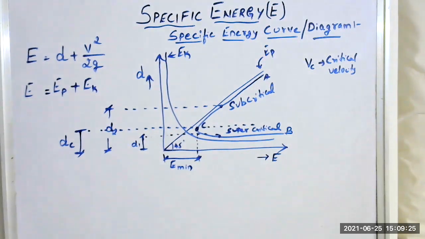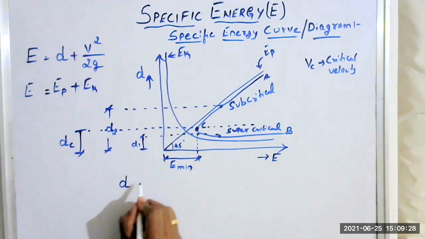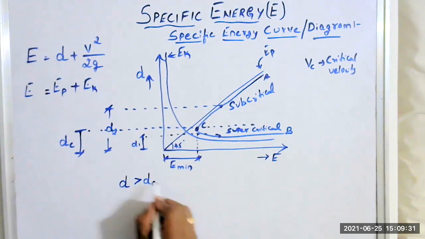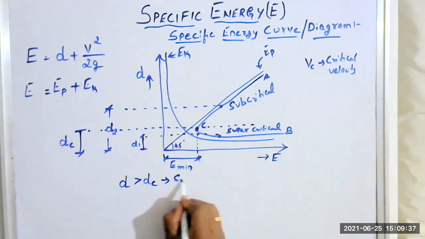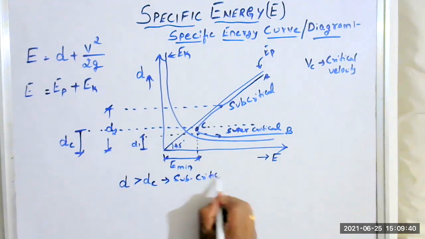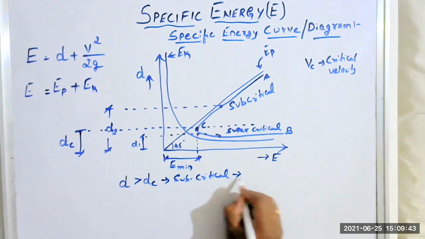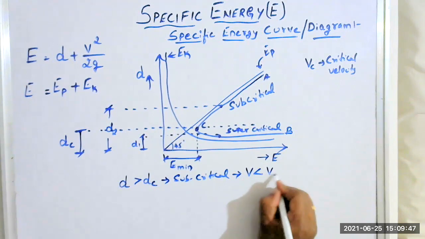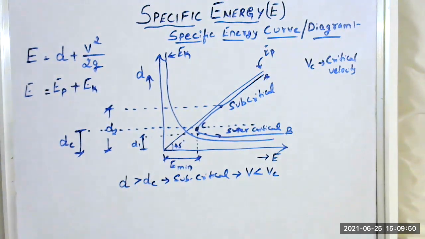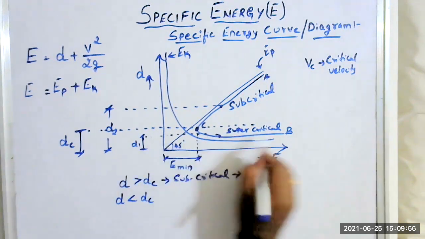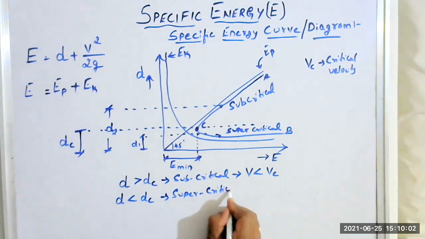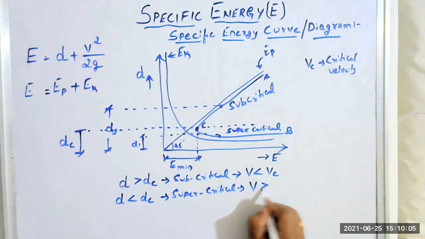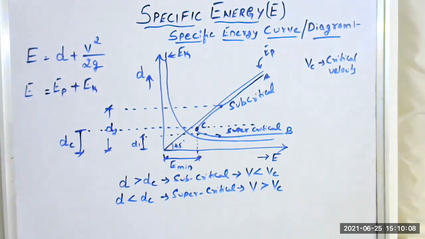Subcritical flow means the depth of flow D is greater than the critical depth Dc. You can observe the sketch here. This is the subcritical flow condition, or subcritical region, where the velocity is less than the critical velocity. On the other hand, if the depth of flow is less than the critical depth, the flow is known as supercritical flow. In this case, the velocity is greater than the critical velocity.